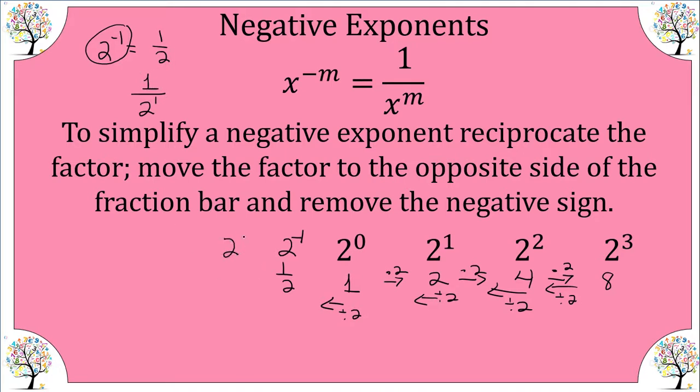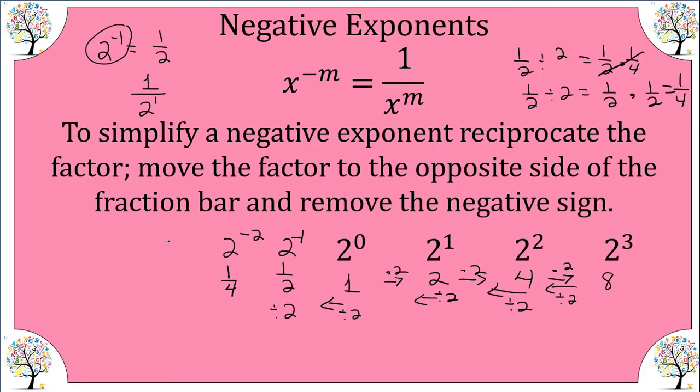Let's keep going. For 2 to the negative 2, we're going to take 1/2 and divide it by 2. 1/2 divided by 2 is really 1/2 times 1/2, because dividing is the same as multiplying by the reciprocal. Let's rewrite that: 1/2 divided by 2 is 1/2 times 1/2. I was moving a little too quickly, and the answer is 1/4. So 2 to the negative 2 is 1/4.